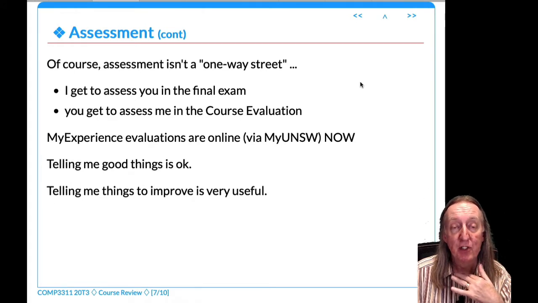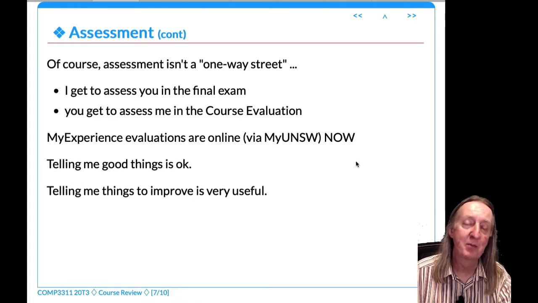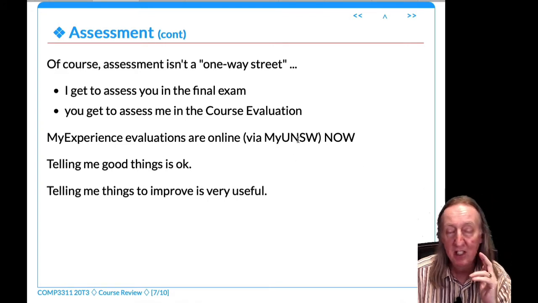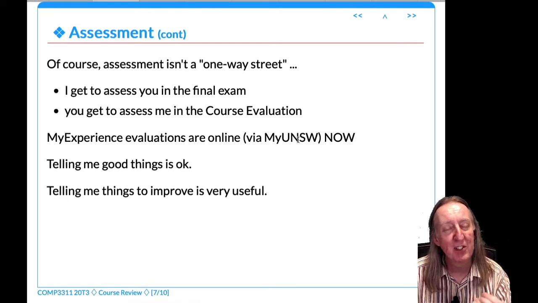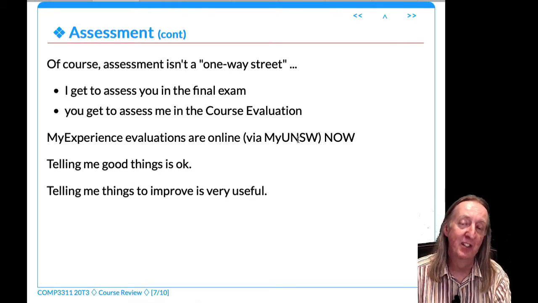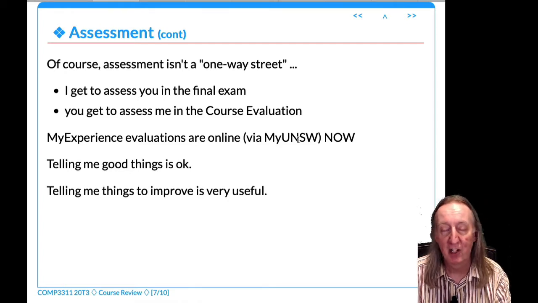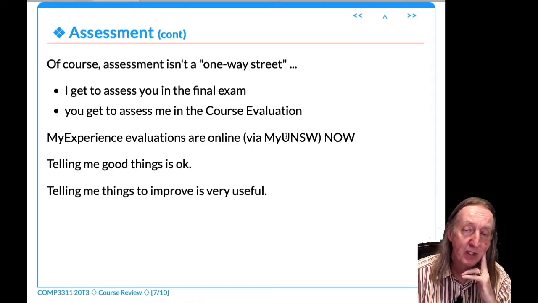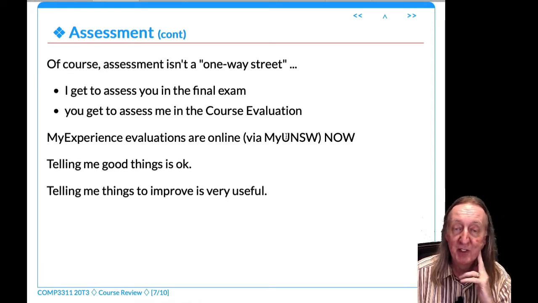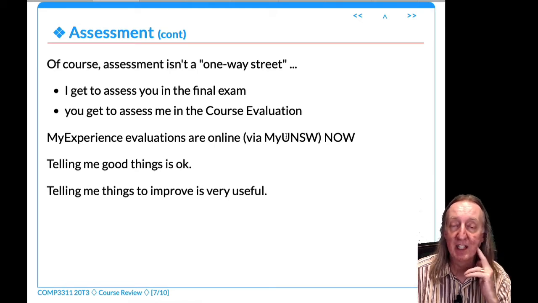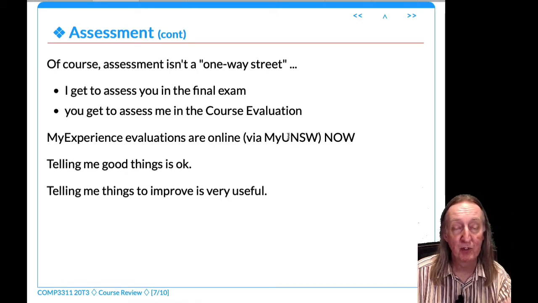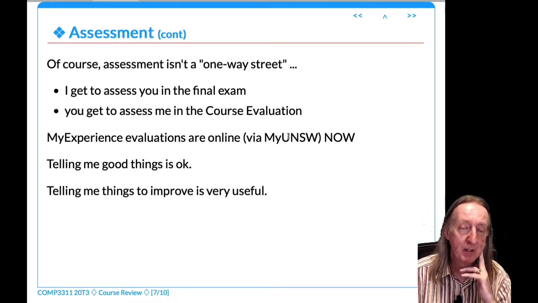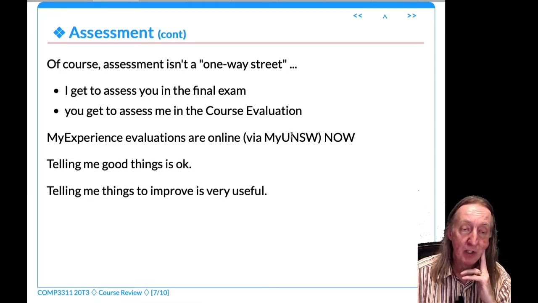Okay, so we assess you, but of course you get to assess us, and we've been bombarding you with spam about doing myExperience. UNSW is obsessed with response rates, and they love every course to have 100% of students give some feedback on the course. Never happens, but they keep hassling us to try and get the response rate as high as possible. So if you've got 5 minutes to spare to give us some feedback on 3311, that would be extremely useful.